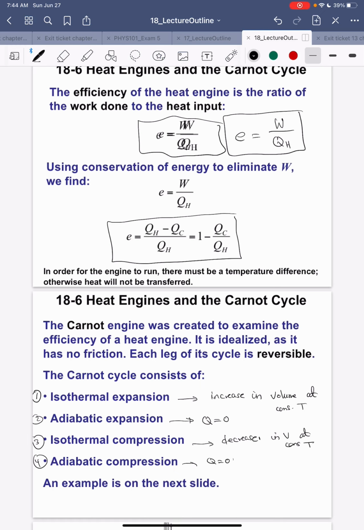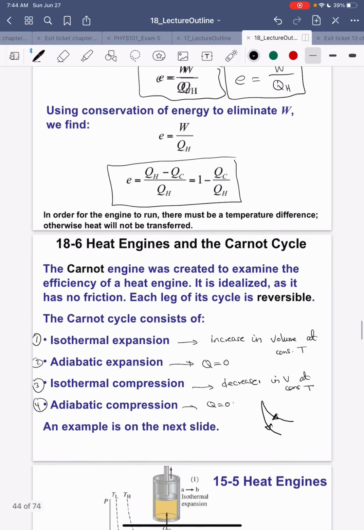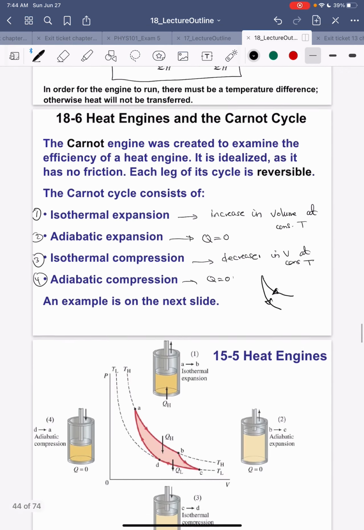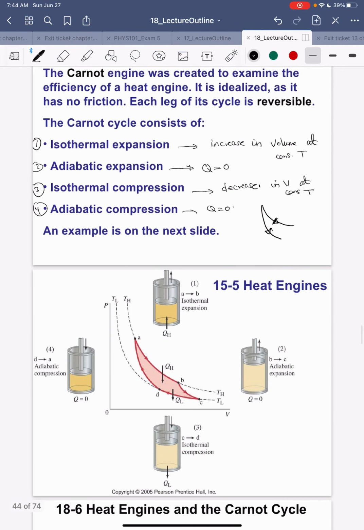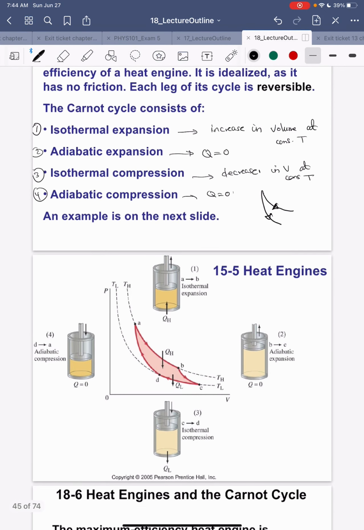And just a reminder: when we talk about the isotherm, the adiabatic is going to be steeper, so don't forget. An example is on the next slide, which is this one here.